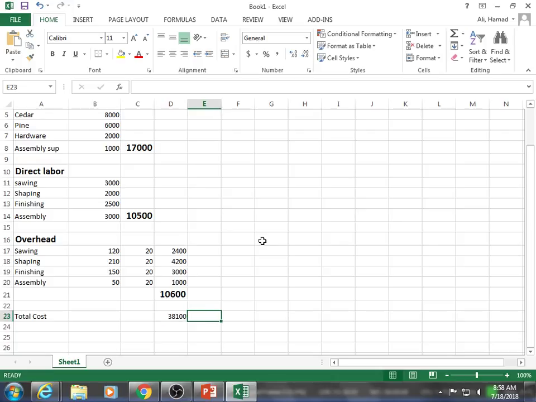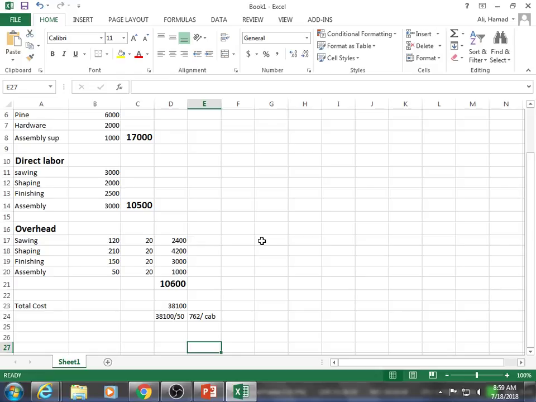So 38,000 divided by, I don't have the division key. I'm going to say just like that. 100 divided by 50, we said? Yes, sir. 50 cabinets. And how much is that? 762. 762 per cabinet. All right.